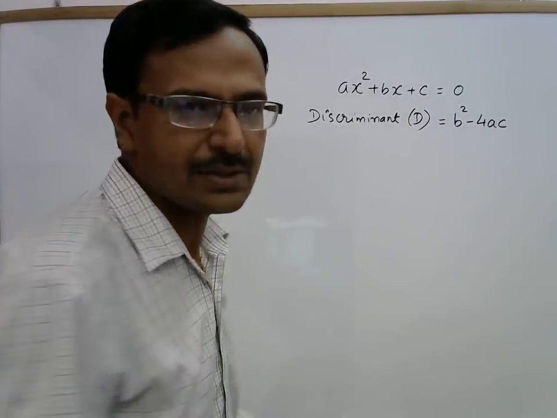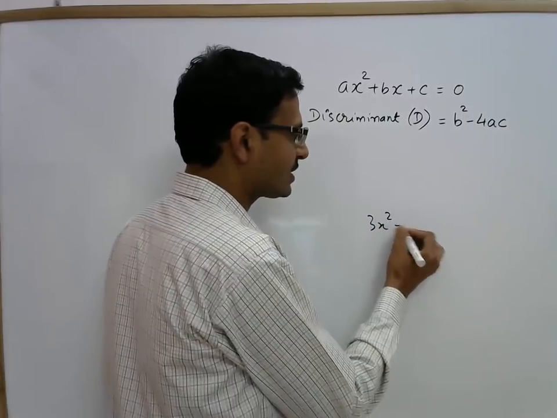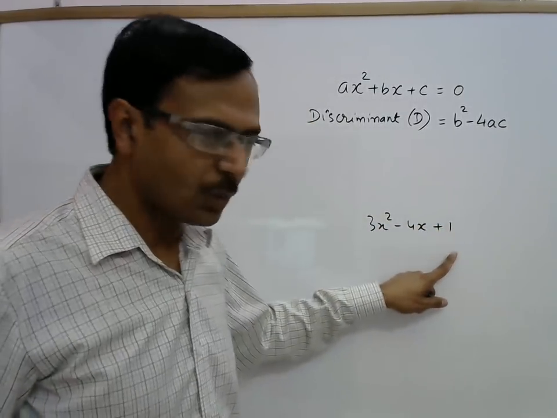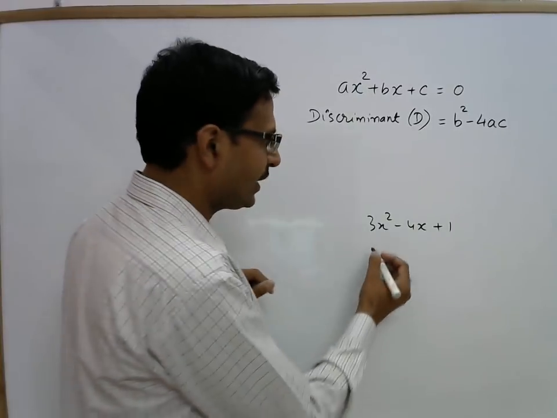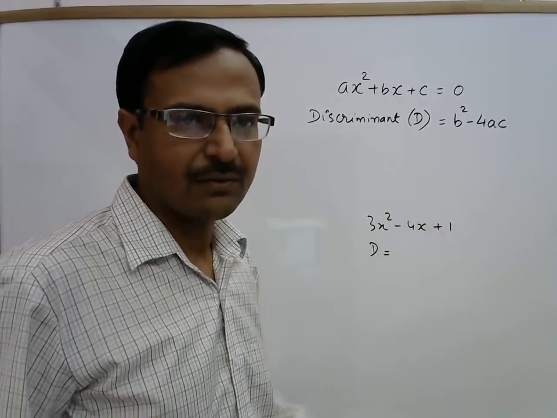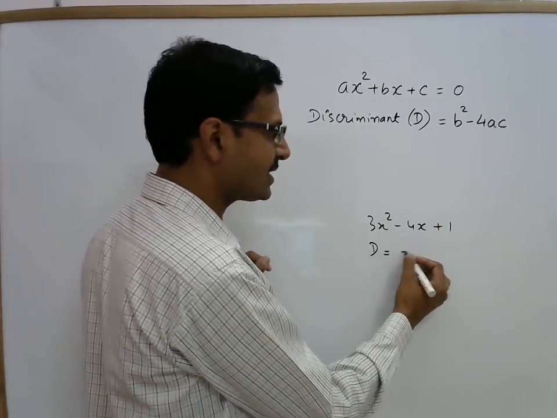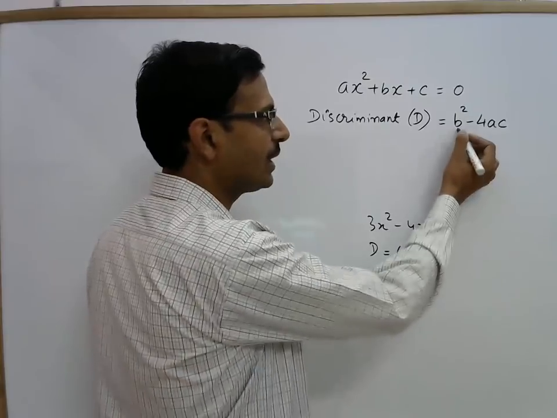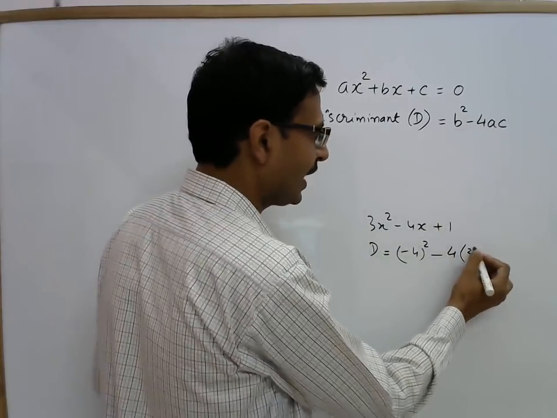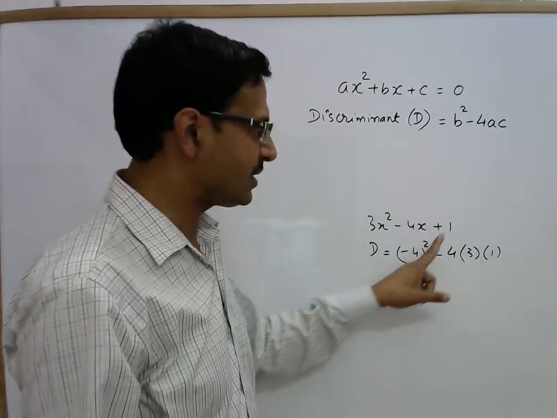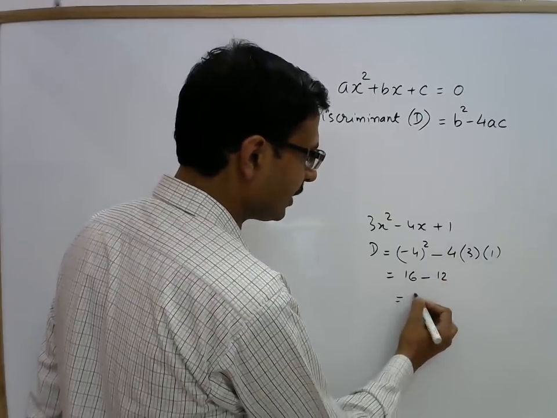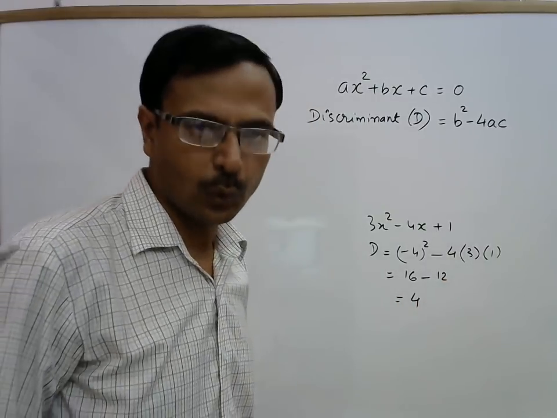I'll give you one example. Suppose you have 3x square minus 4x plus 1. Suppose this is a quadratic equation. Now, if you want to find the discriminant, you have to write b square minus 4ac. And what is b here? B is the coefficient of x, that is minus 4. So b square minus 4a. A is the coefficient of x square, that is 3. And c is the constant term, that is 1. So minus 4 square is 16 and 4 times 3 is 12. So the discriminant of this quadratic equation is 4.